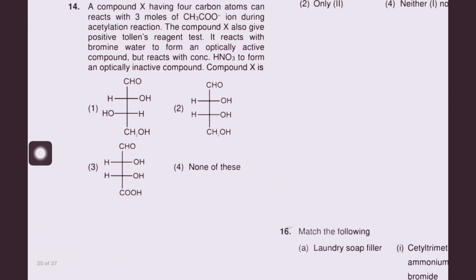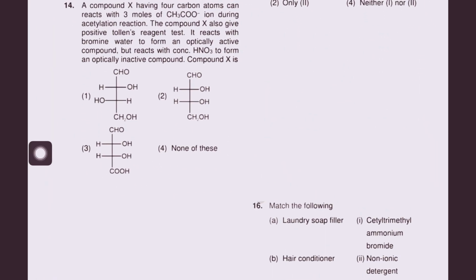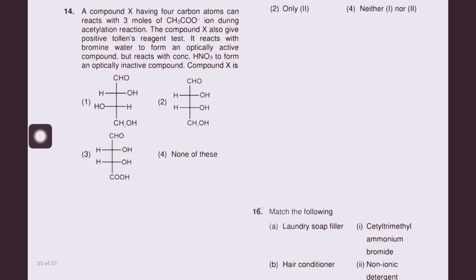Let's see the next one. Question number 14. A compound X having 4 carbon atoms can react with 3 moles of acetate ion during acetylation reaction. The compound X also gave a positive Tollens test. It reacts with bromine water to form an optically active compound, but reacts with concentrated nitric acid to form an optically inactive compound. What is X? Okay, so first it is having 4 carbon atoms. So 1, 2, 3, 4.